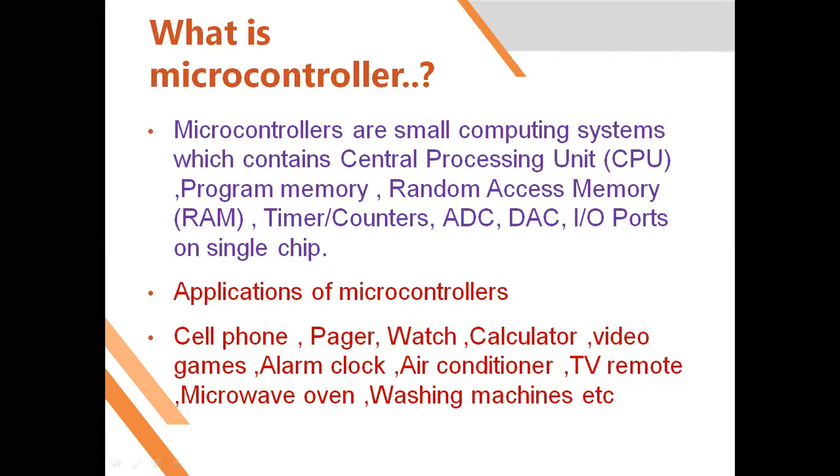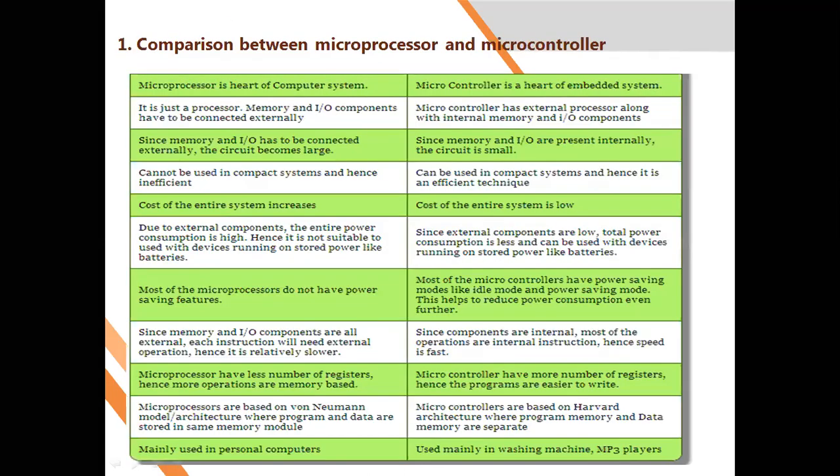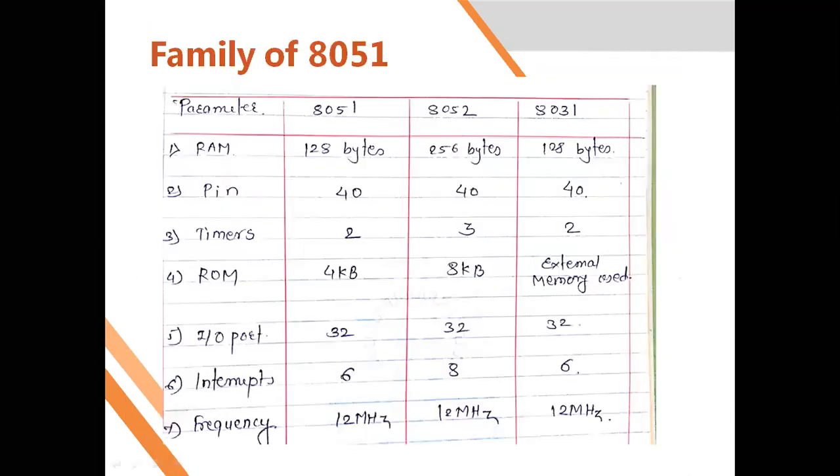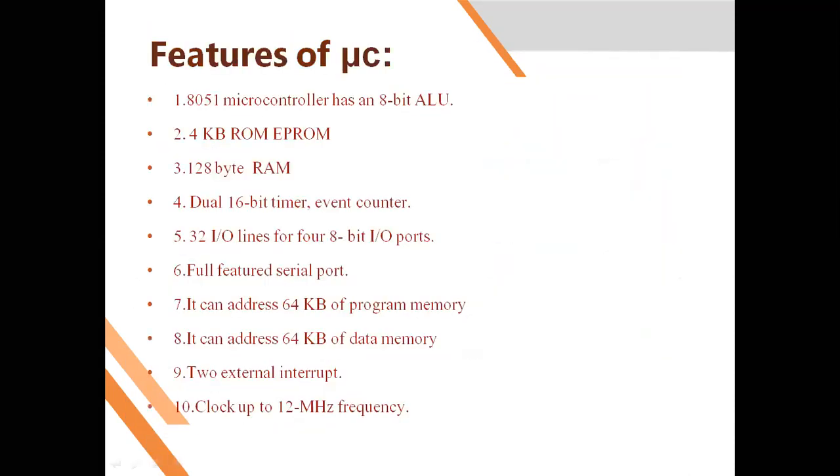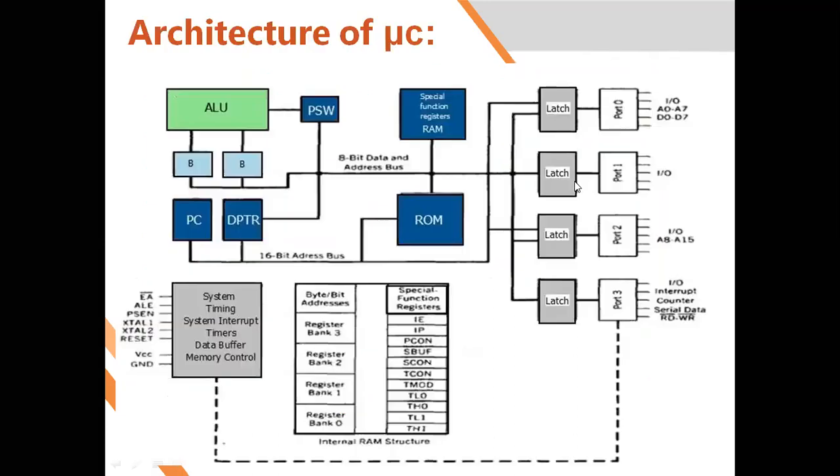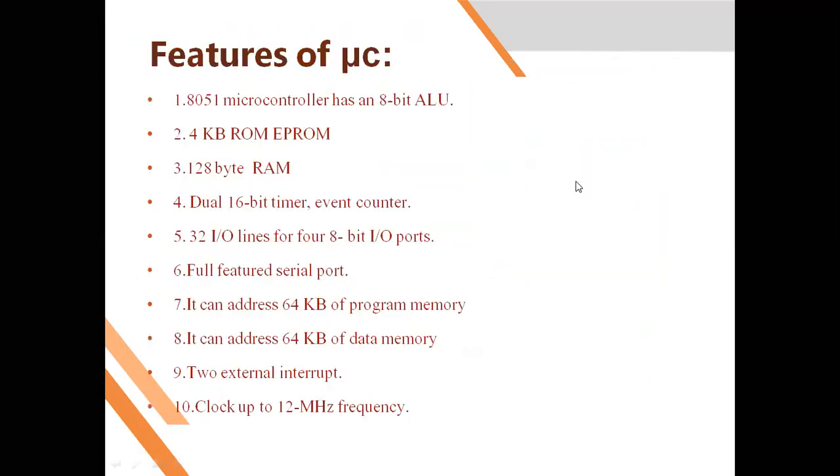Now, the next part: what is an embedded system? It is a system which is designed for automation. It contains two parts, hardware as well as software. Whatever the hardware is there, it is nothing but our microcontroller. Now the basic features of the microcontroller: it is 8-bit. Why 8-bit? Because the ALU is 8-bit.